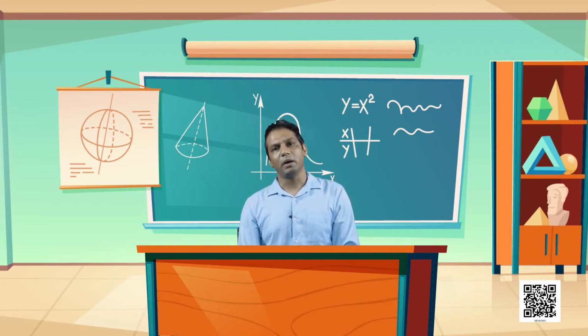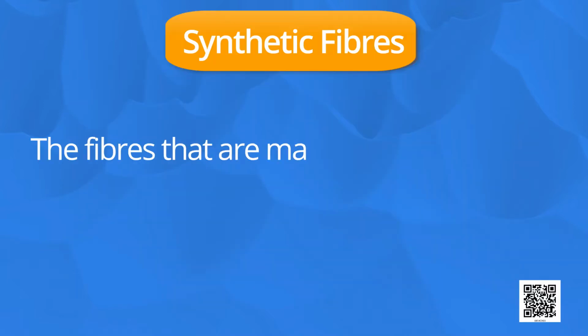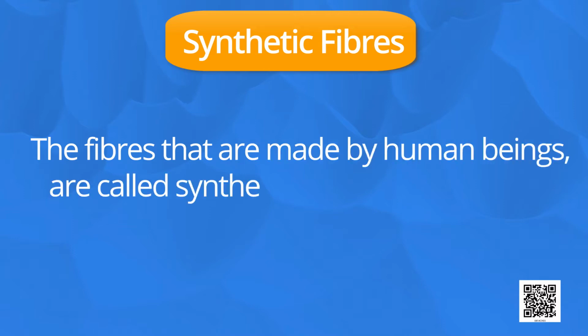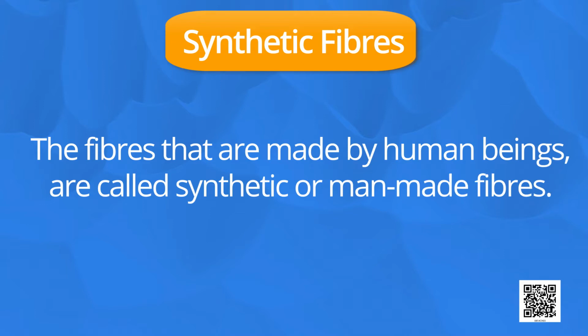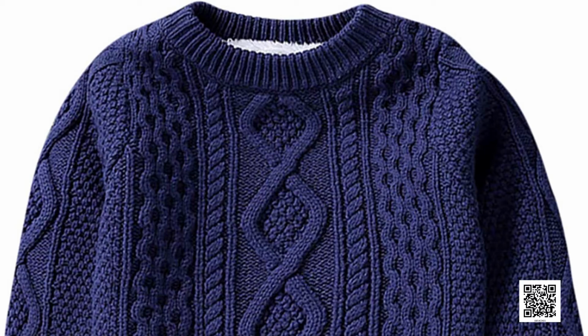Today we are going to learn about synthetic or man-made fibers in detail. We shall learn synthetic fibers, types of synthetic fibers, characteristics of synthetic fibers, plastics and the environment. Students, do you know what synthetic fibers are? Let us get knowledge about synthetic fibers. A fiber that is made by human beings is called synthetic or man-made fiber. Some of the examples of synthetic fiber are rayon, nylon, polyester and acrylic.